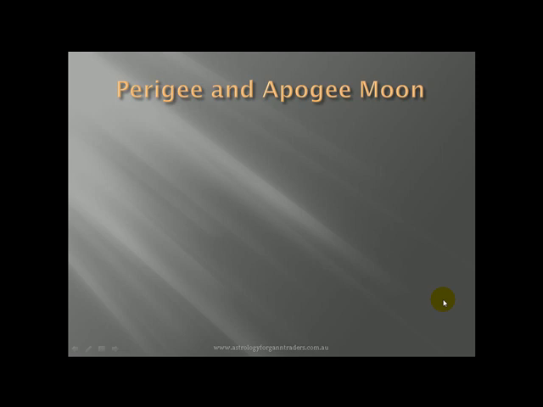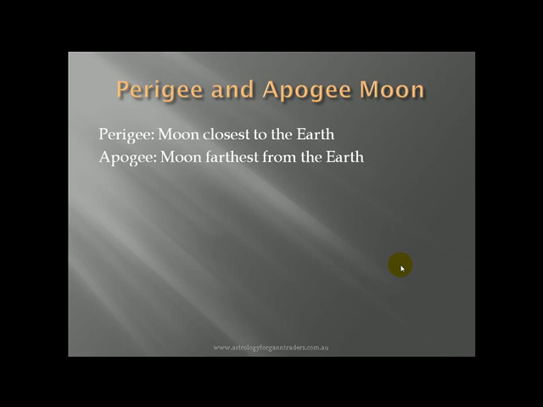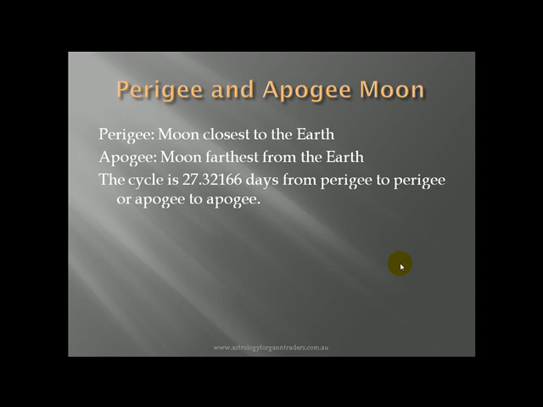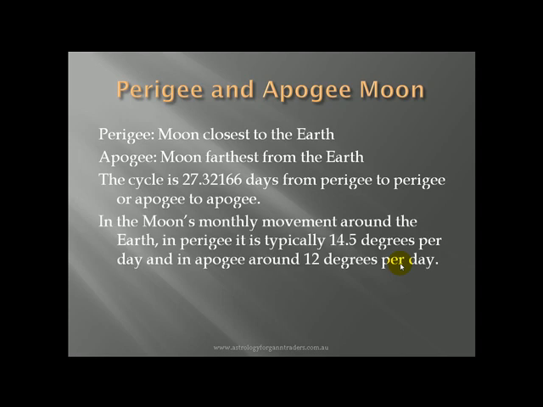Okay, now we're going to be looking at the perigee and apogee moon and what that all means. The perigee means when the moon is closest to the earth, whereas the apogee is when the moon is farthest from the earth. The cycle is 27.321666 days from perigee to perigee or apogee to apogee. In the moon's monthly movement around the earth, in perigee it is typically 14.5 degrees per day, and in apogee it's around 12 degrees per day. So you can see quite a lot of difference there.